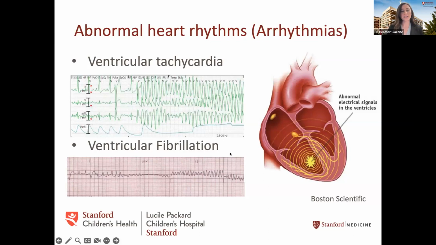There's another type of rhythm called ventricular fibrillation. And this is when the electrical impulses, again starting from that bottom part of the heart, are chaotic in nature. And the muscle itself almost starts quivering because it's not effectively delivering blood to the body.